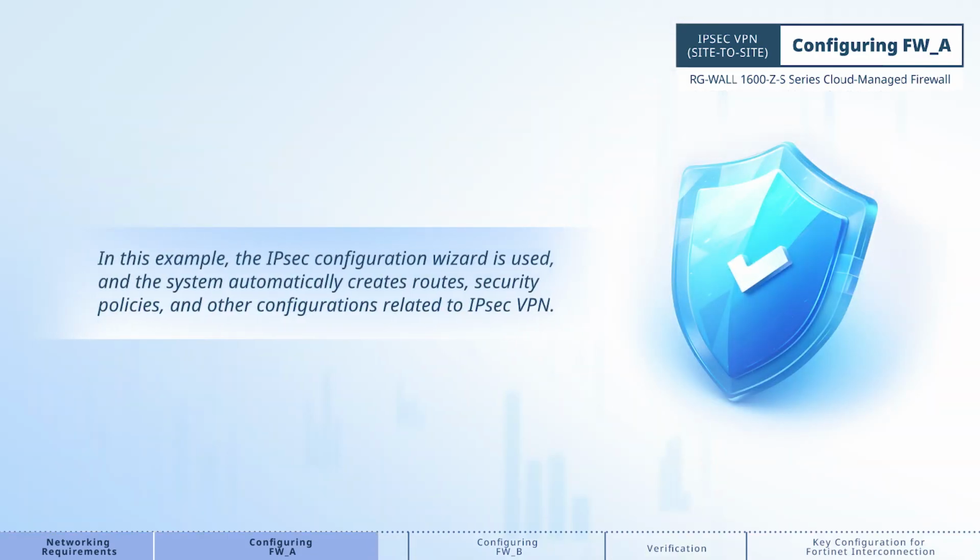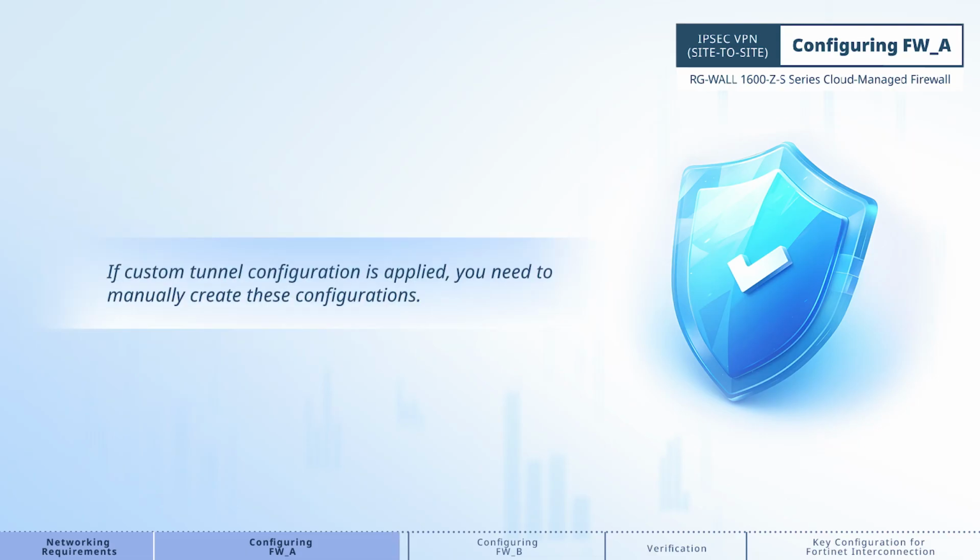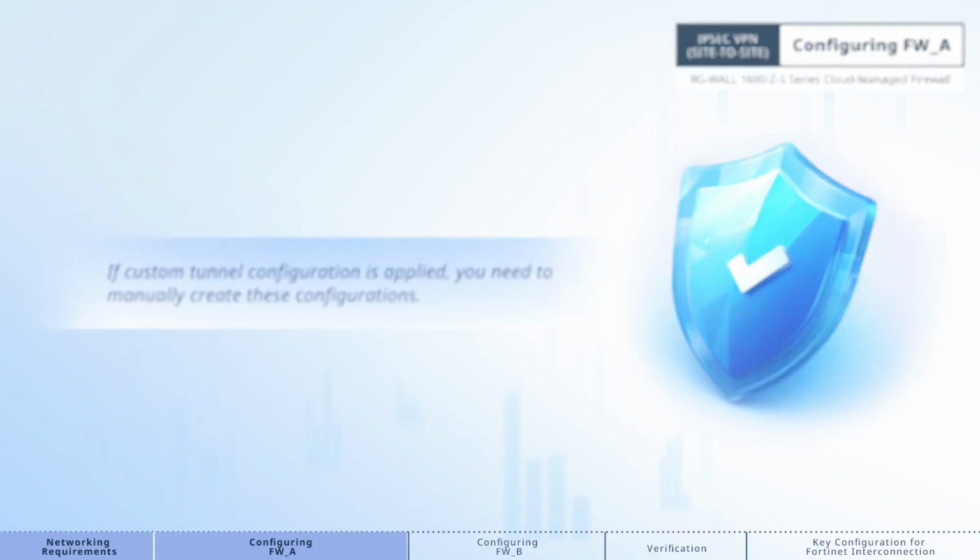In this example, the IPsec configuration wizard is used, and the system automatically creates routes, security policies, and other configurations related to IPsec VPN. If custom tunnel configuration is applied, you need to manually create these configurations.